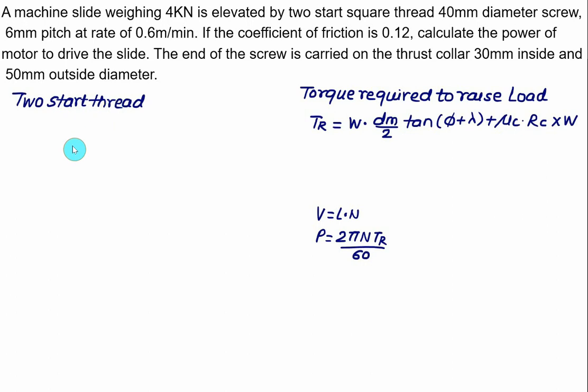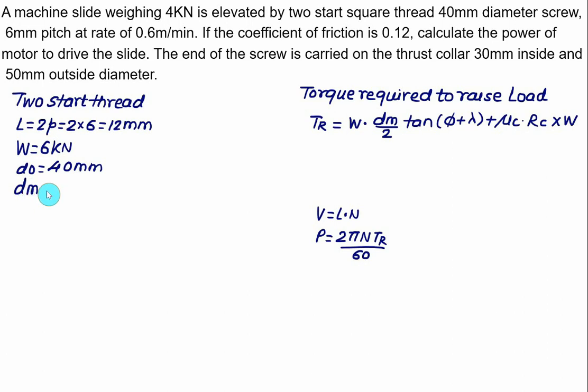Since we have given here the 2 start thread, in this case we have lead will be equal to 2 times of pitch, that equal to 2 times, and we have pitch is equal to 6. So we have lead is equal to 12 mm. The weight W is given, that equal to 6 kilonewton. Outer diameter DO is known, that equal to 40 mm. So we can calculate here the mean diameter of the screw as DO minus pitch divided by 2. That is we have 40 minus 6 by 2. So 40 minus 3, that equal to 37 mm.